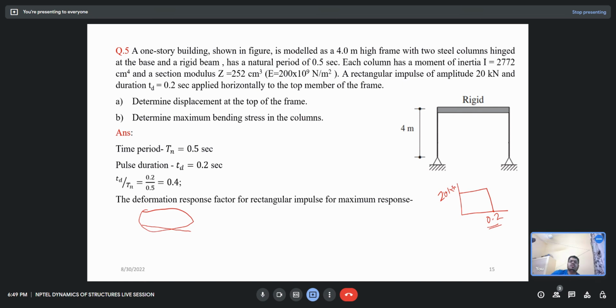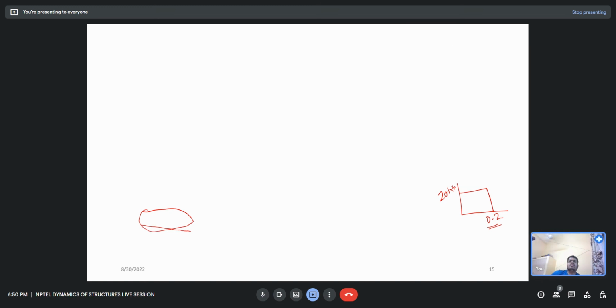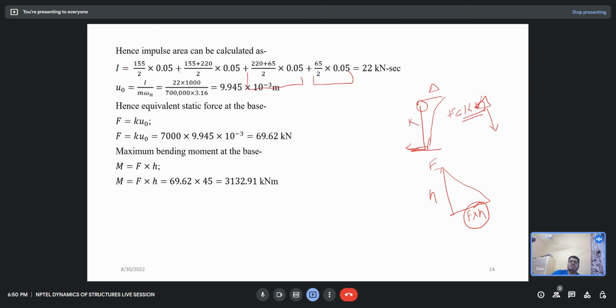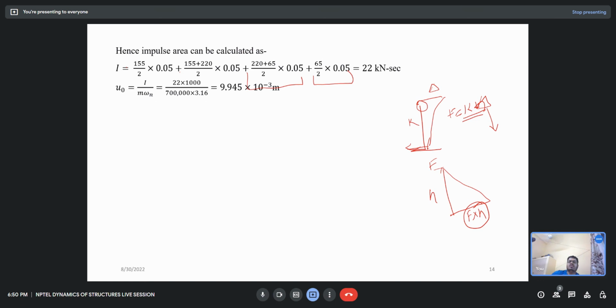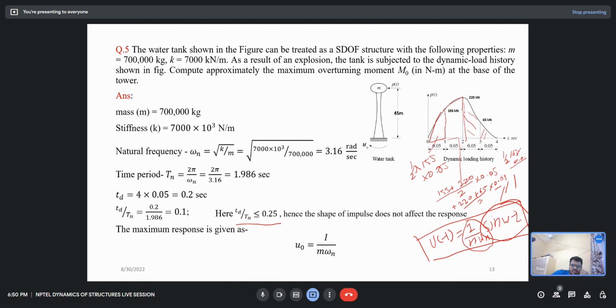So we have discussed six problems here. Three were MCQs, one was a long derivation problem, one was a calculation problem related to the direct impulse force, and one related to your water tank, or related to bending stress or a rectangular pulse. This is the fifth problem we have discussed. So I am here. Any doubt up to this?